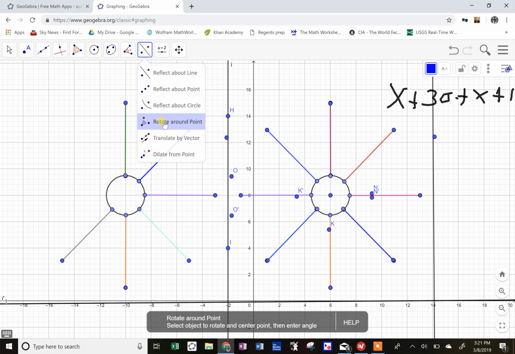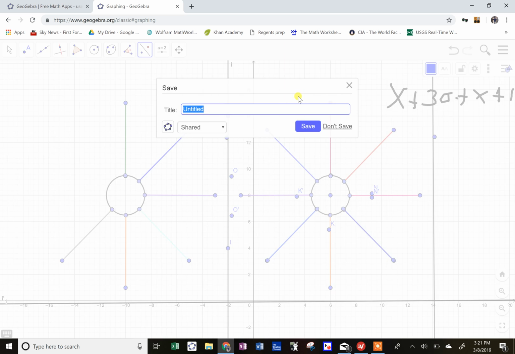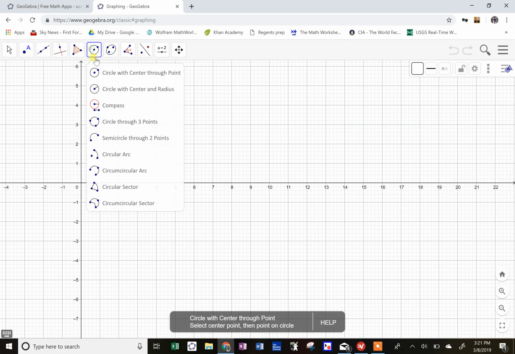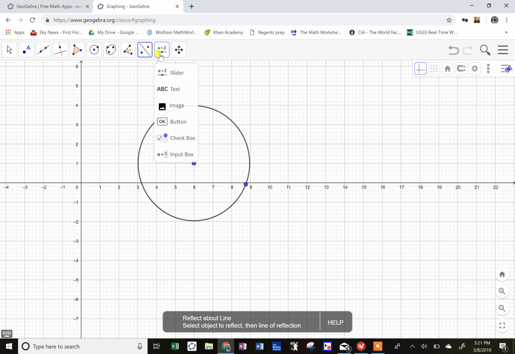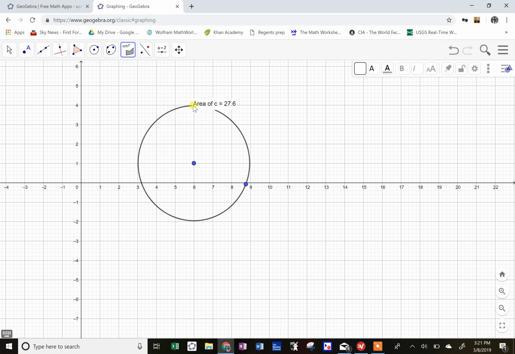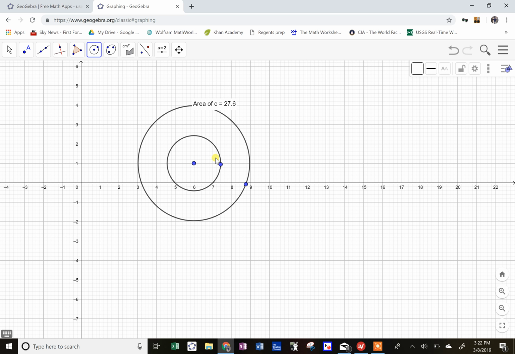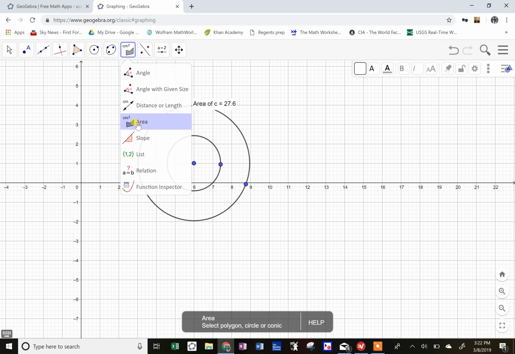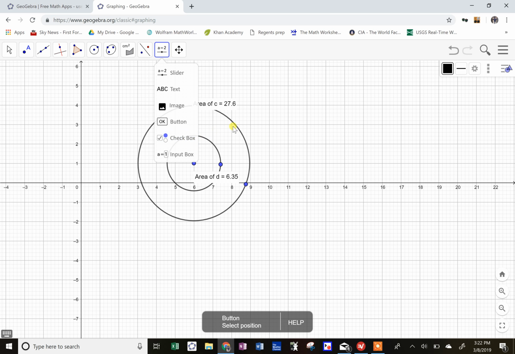The nice thing is you can also do translations, you can rotate around a point, you can dilate, and lots of other things. I want to show one more thing. If I have a circle, and I want to find the area of the circle, go to here, find the area of that circle, and then if I want, I can do another circle on the inside, and if I find the area of that circle, you can do this. And the reason why this is neat is because, once again, if you use the text box or the checkbox, you can get the areas to go away.